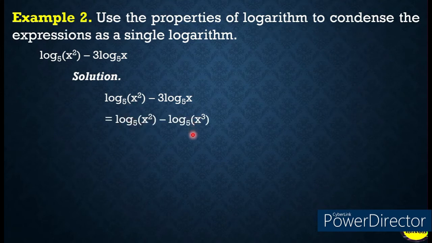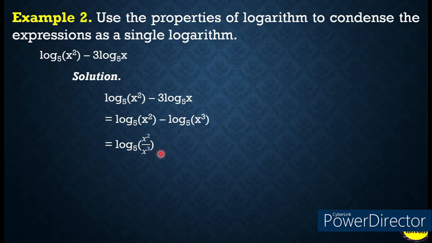Anong mangyayari after that? So, si 3 class, itong unang expression, kinapi lang natin. Si 3, nilagay na natin as exponent ng x. Okay? Then, after that, express na natin as the quotient, i-divide na natin si x squared divided by x cubed. Since difference ito, this is a logarithm of a quotient. We are going to apply that.